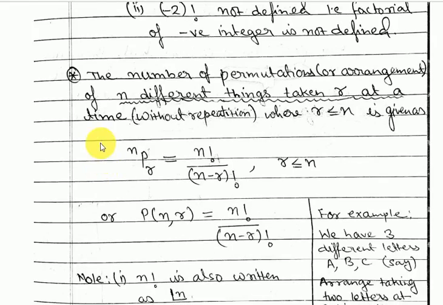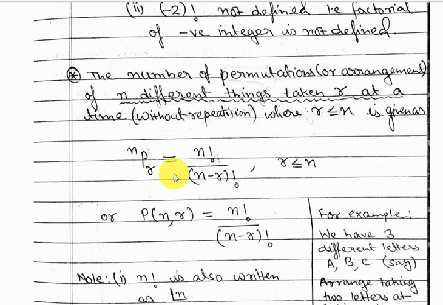Now let's come to the formula for the arrangements. For n different objects, the number of permutations, or we say arrangements, of n different things. You should be careful that this formula is used for n different things, taken r at a time without repetition, where r is less than or equal to n, is given as this.